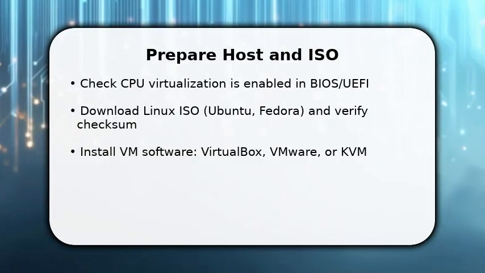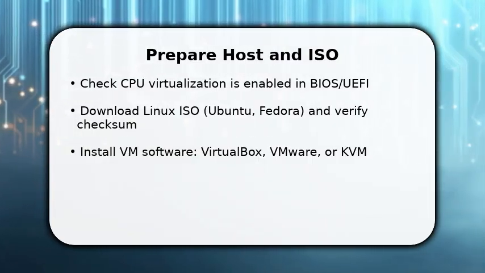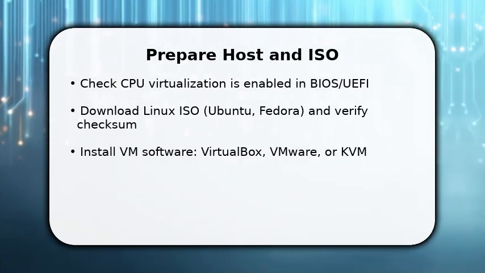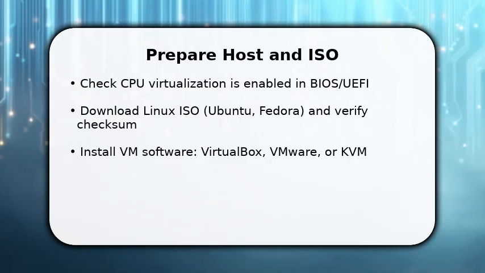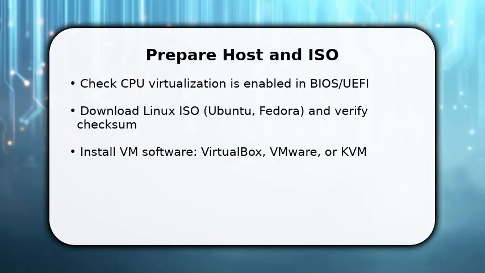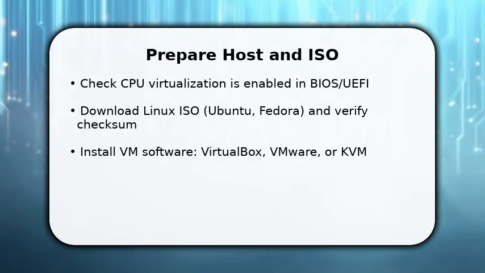You start by preparing the host. Enable CPU virtualization so the guest can use hardware acceleration. Once done, download the Linux ISO and verify the checksum to avoid corrupted installs. Install your chosen VM hypervisor: VirtualBox for simplicity, VMware for features, or KVM for performance.